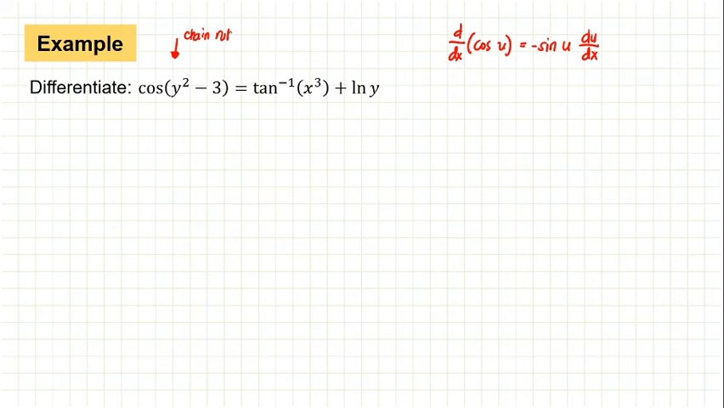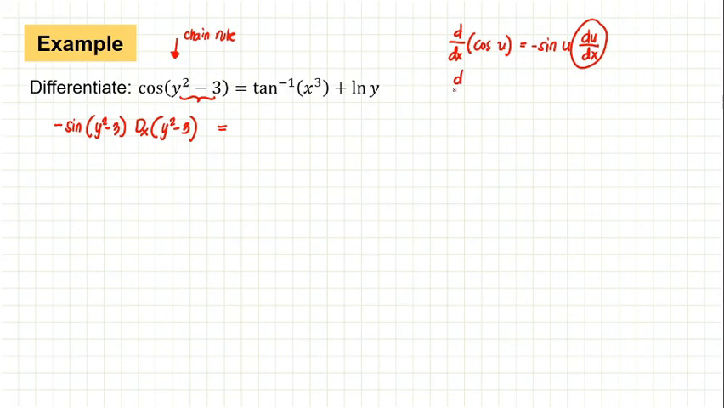Okay, so mag-chain rule tayo dito. And our inner function is itong y squared minus 3. So for the solution, applying the chain rule, the derivative of cosine is negative sine. So we have negative sine of our u, u is y squared minus 3, times the derivative of the inner function. And our inner function is y squared minus 3, so we will differentiate this one with respect to x. So we have y squared minus 3. Then equal to the derivative of tangent inverse.